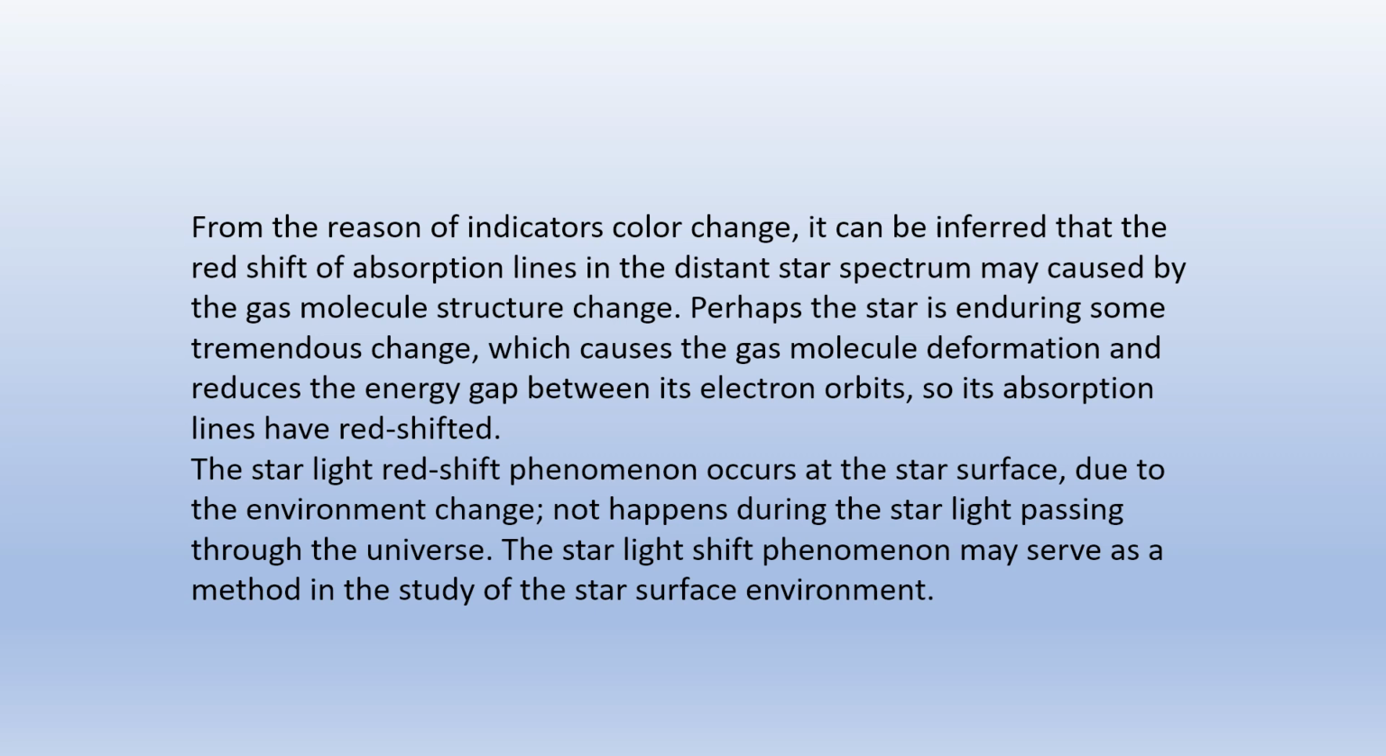From the reason of indicators' color change, it can be inferred that the redshift of absorption lines in the distant star spectrum may be caused by the gas molecule structure change. Perhaps the star is enduring some tremendous change, which causes the gas molecule deformation and reduces the energy gap between its electron orbits, so its absorption lines have redshifted. The starlight redshift phenomenon occurs at the star surface, due to the environment change, not during the starlight passing through the universe. The starlight shift phenomenon may serve as a method in the study of the star surface environment.